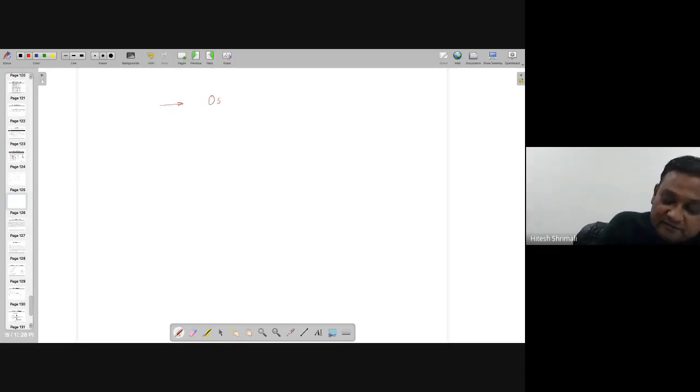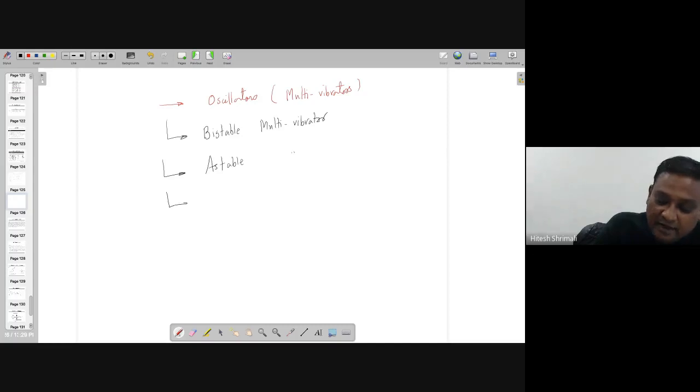So the oscillator, sometimes known as the multivibrator, has three different kinds of multivibrators. One is called the bistable multivibrator. Another one is the astable multivibrator, and the last one is the monostable. I should have written it the opposite way.